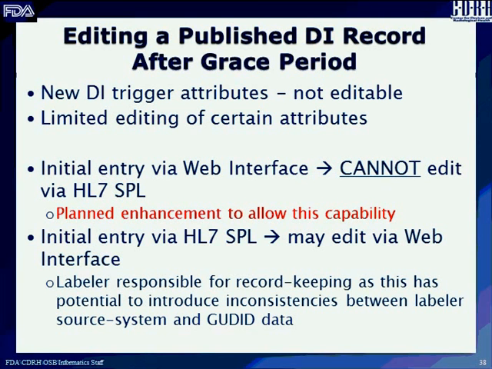Okay. So now let's talk about a published record after the grace period. So the grace period has passed. Again, we want to talk about two aspects. One is the attribute editing. The other one is the submission option that you initially came in. So let's look at the attributes. When you look at the attribute editing, after the grace period, this is when we are going to lock down some attributes for editing. The new DI trigger attributes cannot be edited. And some of the other attributes, we lock that down. Also, limited editing of certain other attributes.